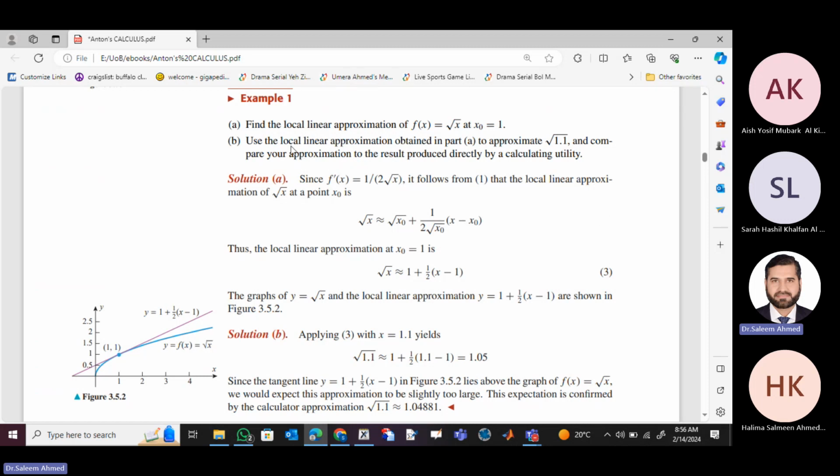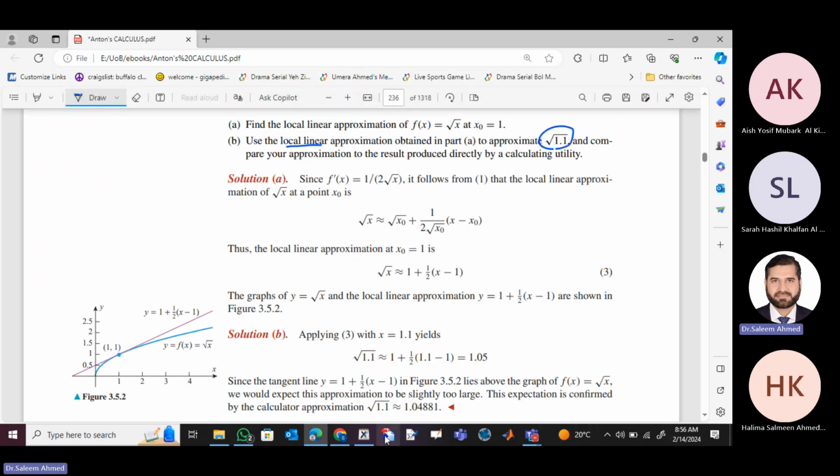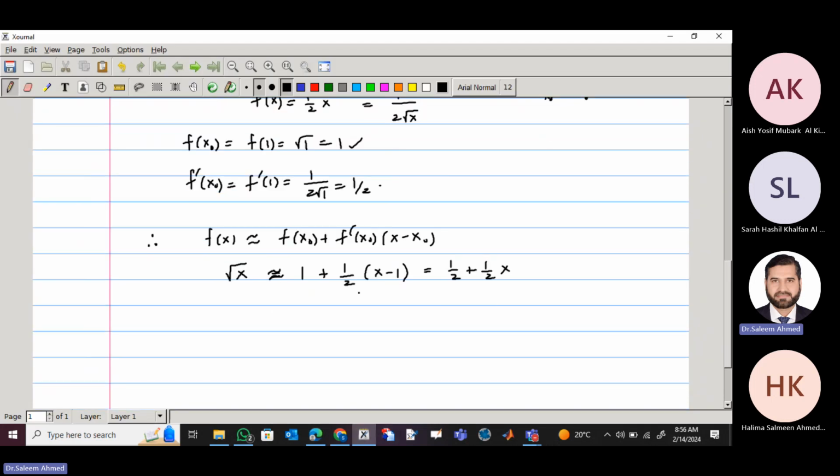Then he said, use the local linear approximation to approximate square root of 1.1, right? So I can just replace 1.1 now. So 1.1 is equal to 1 plus 1/2 times (x is 1.1 minus 1). See, I replace this x by 1.1. Because whatever x you have here, that x goes here, every other thing is fixed. So if I replace x by 1.1, only this 1.1 will be changed. Or you can put it here, half plus half into 1.1. Both will give you the same answer.